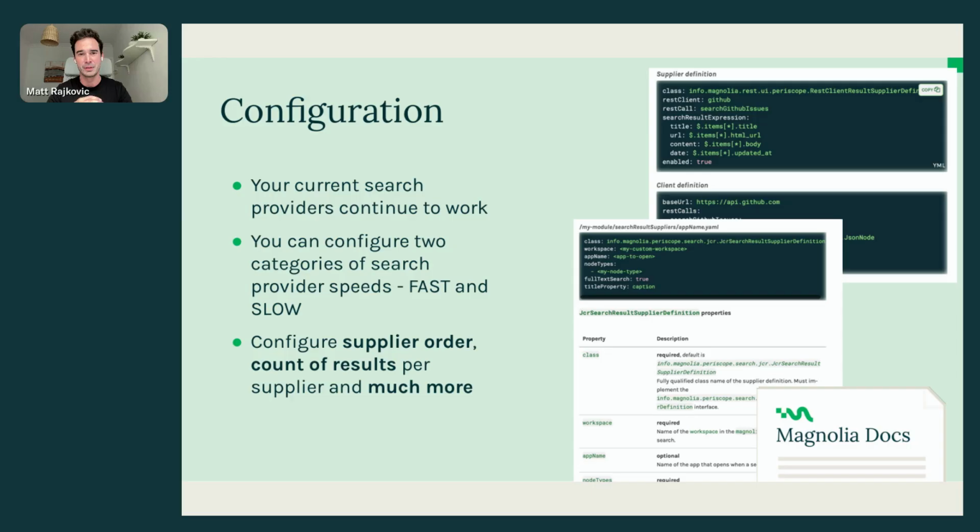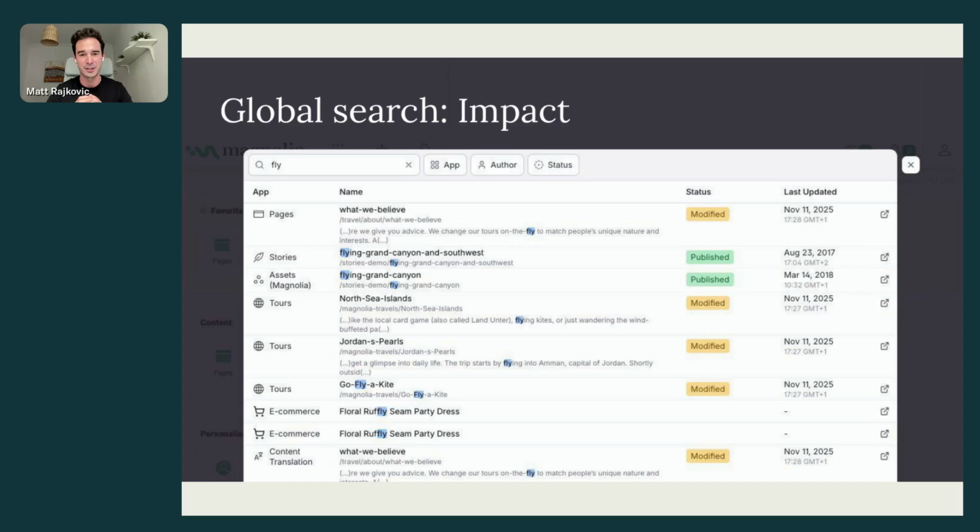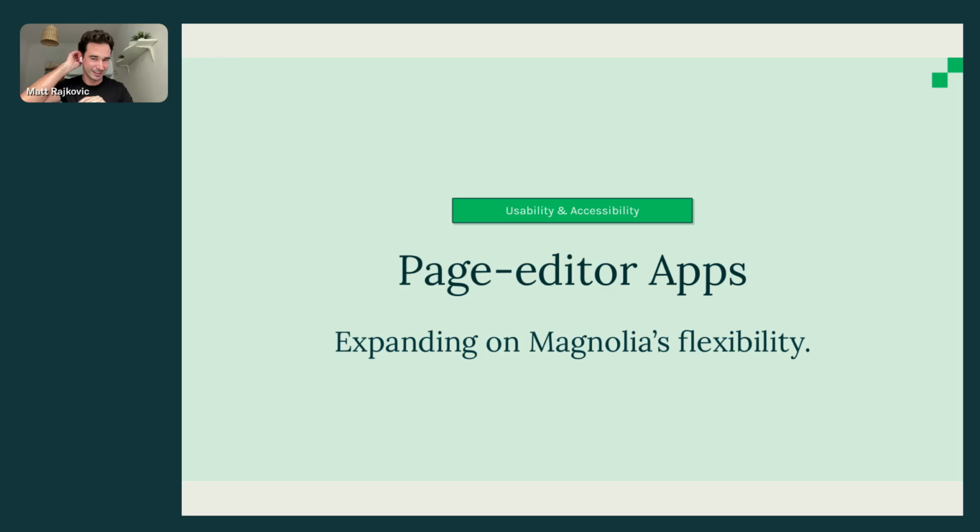Also, you can configure supplier order, count of results per supplier, and even much more. So there are quite a lot of possibilities to tweak what you are looking at. And at the end, as an impact, what you do is actually create a beautiful global search result experience for your editors. Cool. That's how fast global search delivers new results for editors.